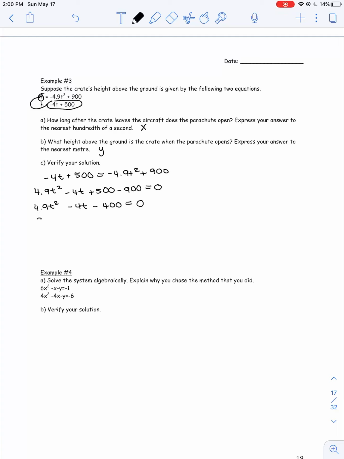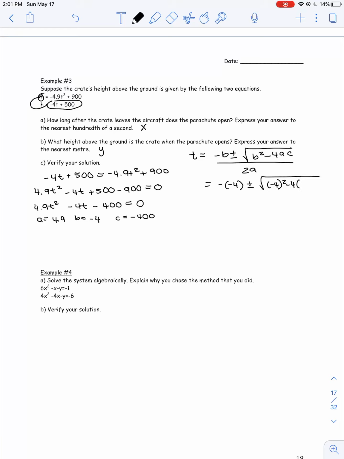And the fastest way to do that would be using the quadratic equation, where a is equal to 4.9, b is equal to negative 4, and c is equal to negative 400. So we're going to plug it into the x equals, which in this case is t. So we're going to solve for t by saying t equals negative b plus minus square root of b squared minus 4ac divided by 2a. Our negative b value, so we're going to have negative 4 plus minus negative 4 in brackets squared minus 4 times 4.9 times negative 400, and that's all going to be divided by 2 times 4.9.